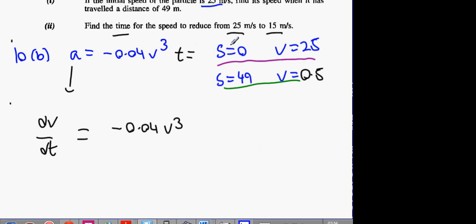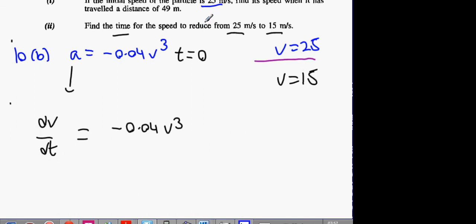Now because we have a full information set on distance and velocity, we can now use a time information set. When the displacement is 0, the time, it hasn't moved yet. The initial v is 25 and the final v is 15, because we're told at the end. So actually question 2 is completely unrelated to question 1. You could do question 2 without doing part 1. So 25 and 15, and let this be t, because we were looking for the time it takes to go from these two speeds.